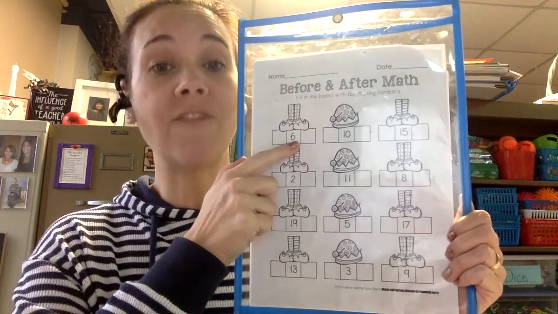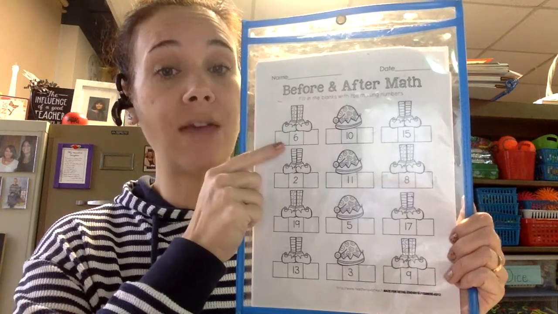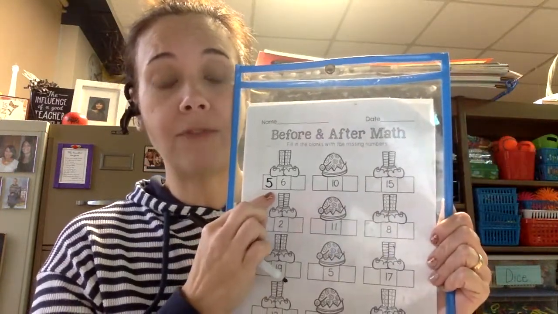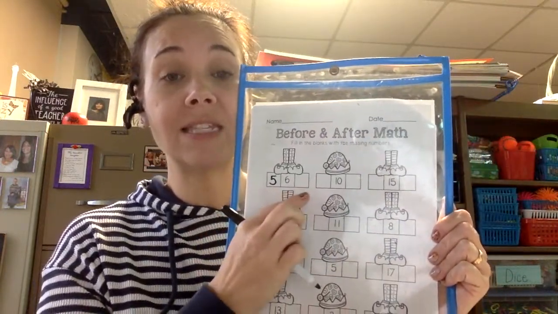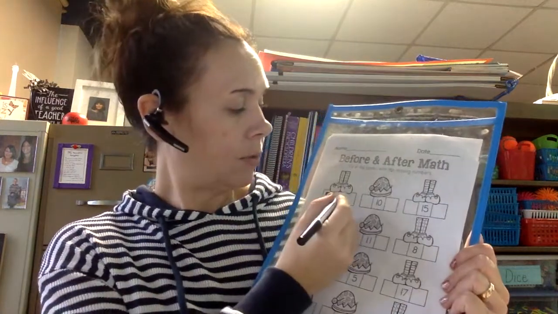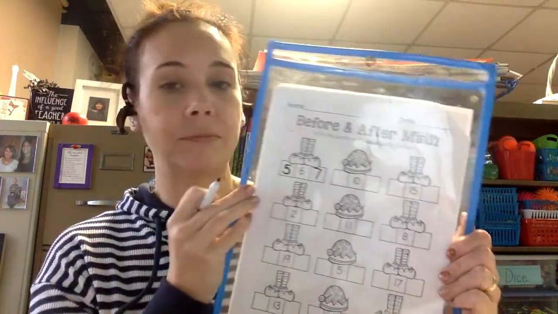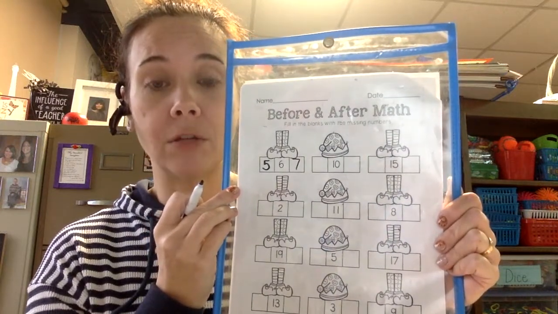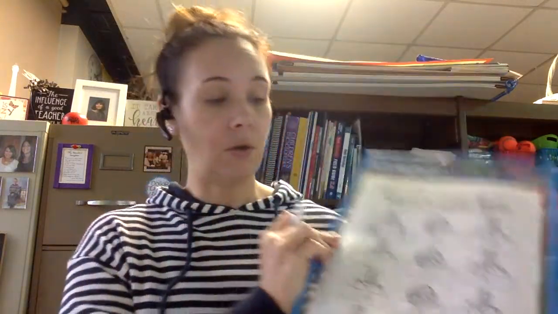1, 2, 3, 4, 5, 6. Oh, 5 is going to go here. So I'm going to take a pencil and I'm going to write 5 in that box. Now I have to know what comes after 6. 5, 6, 7. So I'm going to write a 7 here. So you're going to fill in the missing numbers before and after. So you can work on that. And then there's a fun seesaw activity too for you to do called Dog's Donuts.